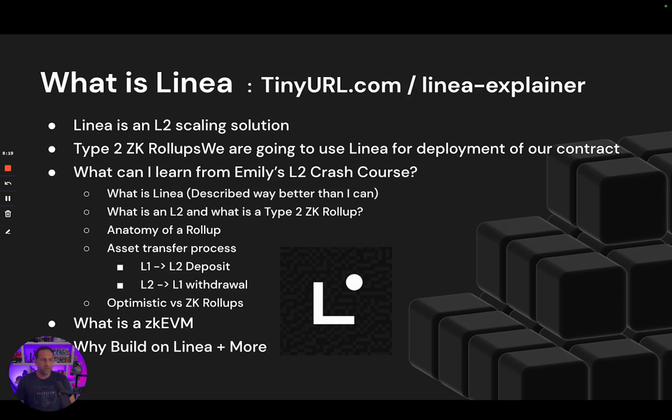Rollups are the most widely accepted implementation, and you have optimistic rollups like Arbitrum, Optimism, Base, and then you have ZK rollups like Linea, ZK Sync, Polygon zkEVM, Scroll, and Starknet. Going into much more about that is a little bit beyond the scope of this workshop.